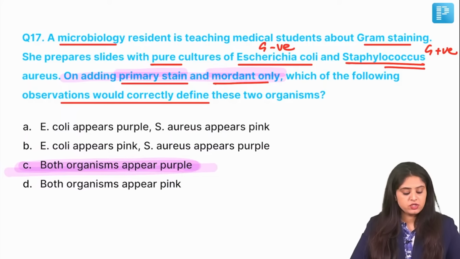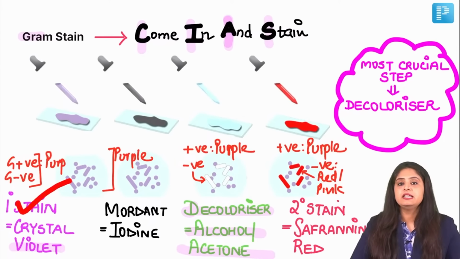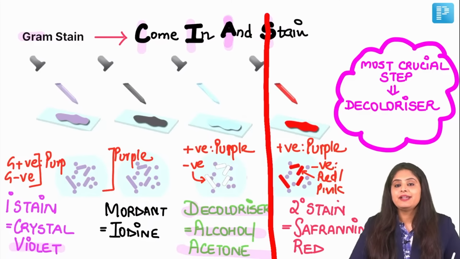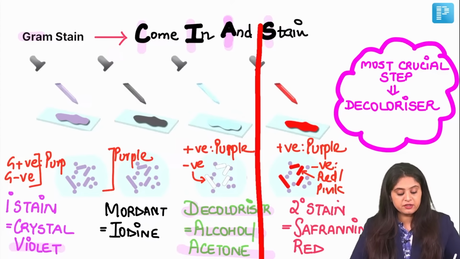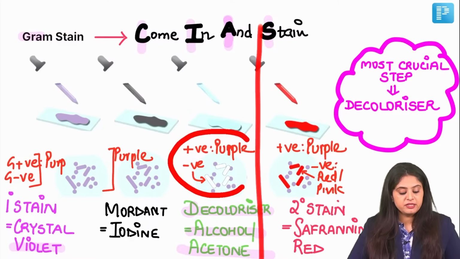Can there be a situation where I add the primary stain, I add the mordant also, and I add a decolorizer and stop it over here, and because I was very new and it was my first day of residency, I ended up adding an excessive amount of alcohol or acetone, more than required, or I forgot the stain over here, I forgot for 30 minutes, 40 minutes, and I went for my lunch break. Now when I came back, what will be the result?